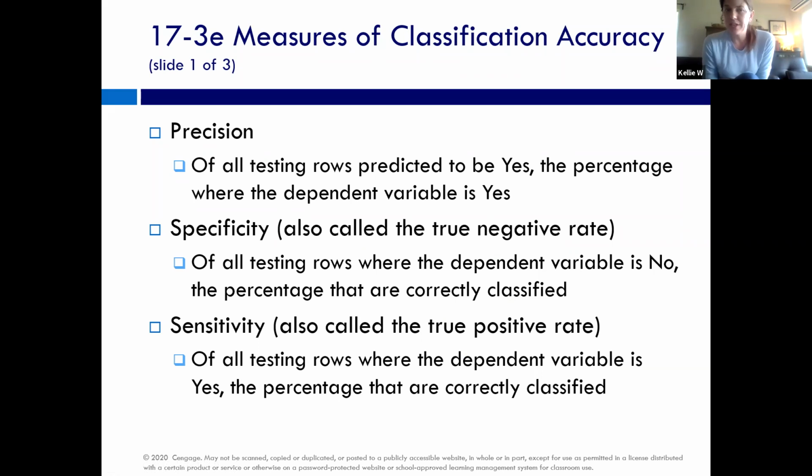When we do classification, whichever method we choose, we're trying to establish whether or not our algorithm is accurate. So we'll be looking at precision, specificity, and sensitivity. So precision is, of all the rows that I predicted to be yes, how many were truly yes? Specificity, or the true negative rate, is of all the testing rows where the dependent variable is no, how many were correctly classified as no? And then sensitivity is the true positive rate. So of all the testing rows where the dependent variable was yes, how many of them were correctly classified as yes?